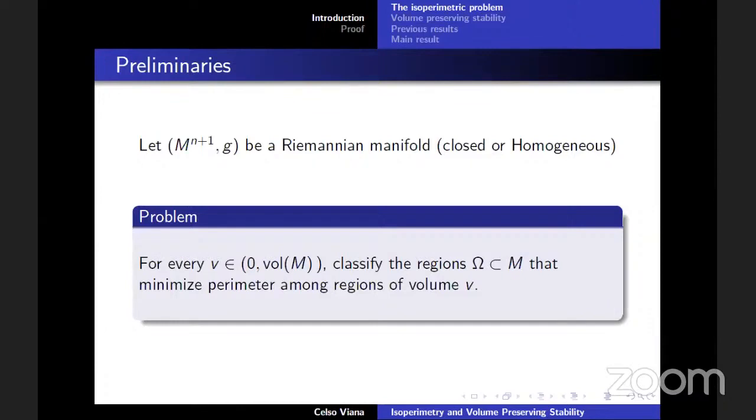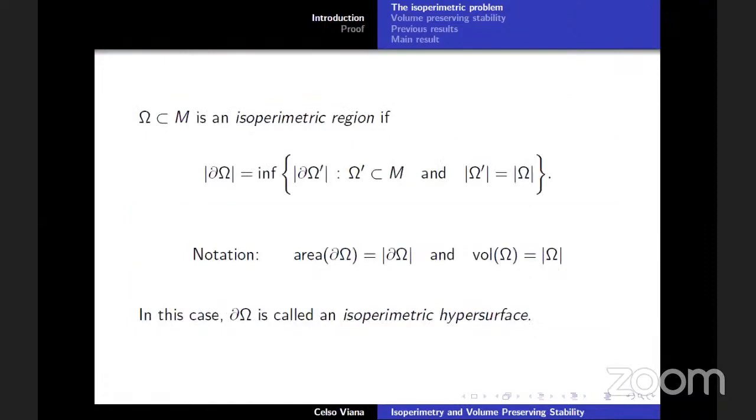Let me make this question of isoperimetry a little bit more precise and introduce the main characters in our talk. We will say that a region that minimizes the surface area among all regions of a given volume, we'll call an isoperimetric region. And the boundary of that compact region, we'll call an isoperimetric hypersurface. So these are the main objects that we want to classify.